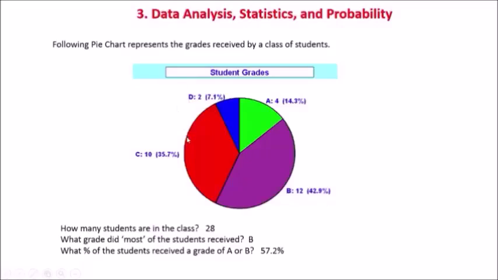So then the red part here, the whole area is 100%. Then this red part is 35.7%. The way you interpret that, 35.7% of the students in this class got a score of C, or you can say that 10 students in this class got a C, okay? And then the little blue part here, that is D. So 2 students got D, or the blue part is 7.1% of the class got D, okay?